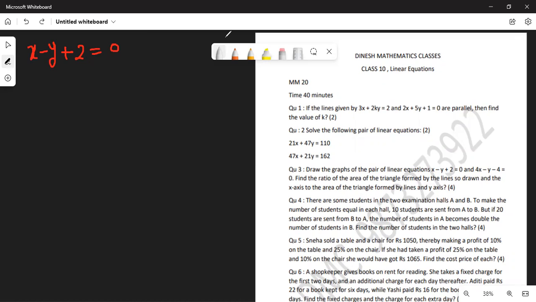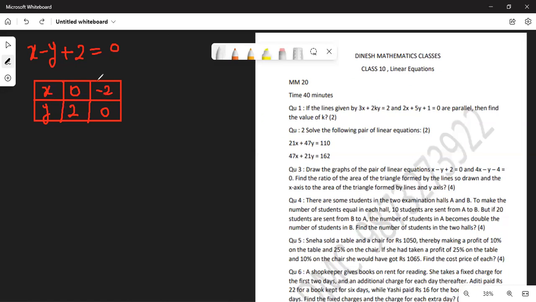Can we make a table of x and y values here? At least two values we should write of x and y that satisfy this equation and are easy to draw. So if x is equal to 0, what is y? Simply put x equal to 0 here, you get y is equal to 2. Now if y is 0, then x is minus 2.